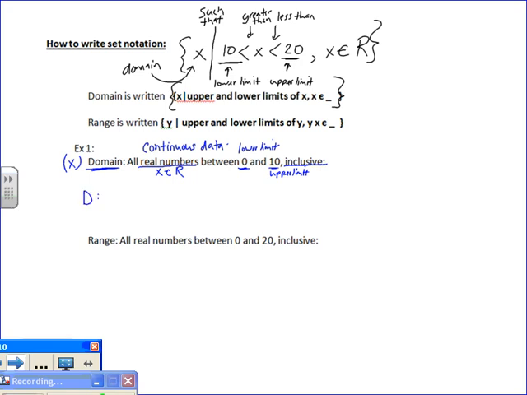So the domain looks like this. We use a curly bracket and we say x is such that, I'm going to put my lower limit first, so x is, okay, greater than 0. So I'm going to write a greater than sign here. X is greater than 0. It can also be equal to 0. So I'm going to write a little half of an equal sign under there. So that says x is greater than or equal to 0.